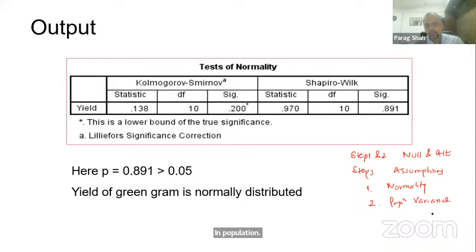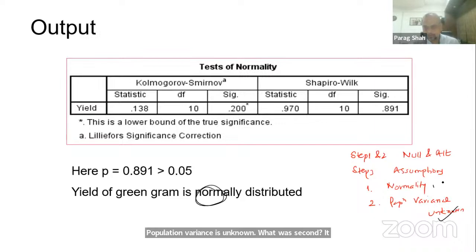Population variance was unknown. So that is done. Population variance is unknown. What was second? It should be normally distributed. We are getting it is normally distributed. If both assumptions are valid, then only I can go with step 4 for t-test.